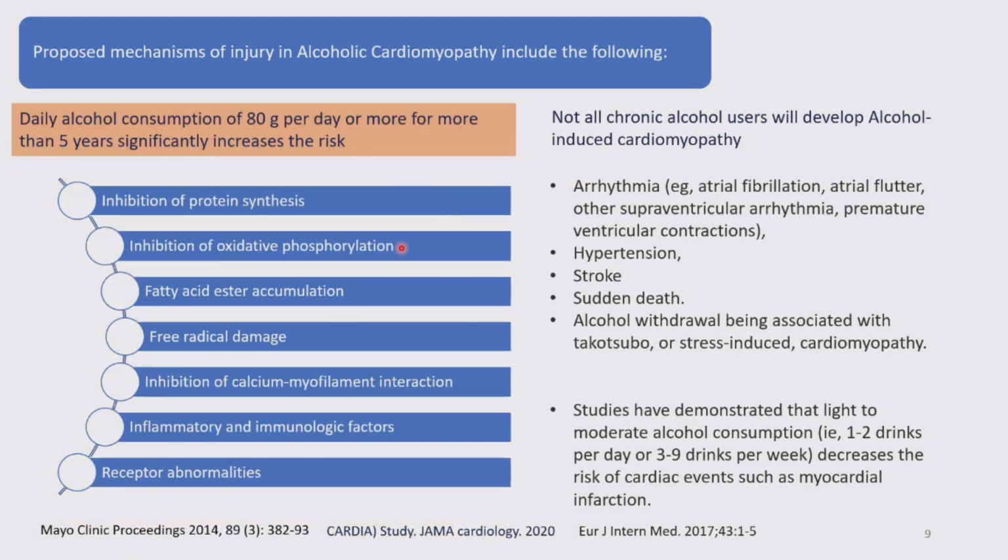A daily alcohol consumption of more than 80 grams per day results in inhibition of protein synthesis, oxidative phosphorylation, fatty acid esters, and increased free radical damage, including direct damage to the myocardium. This results in a spectrum of abnormalities related to the heart, such as arrhythmias, hypertension, stroke, sudden cardiac death, and even alcohol withdrawal can be associated with stress-induced cardiomyopathy.